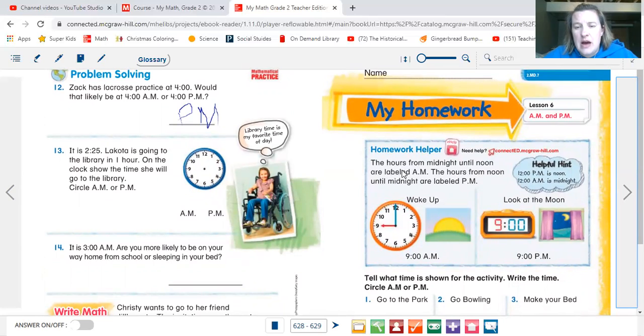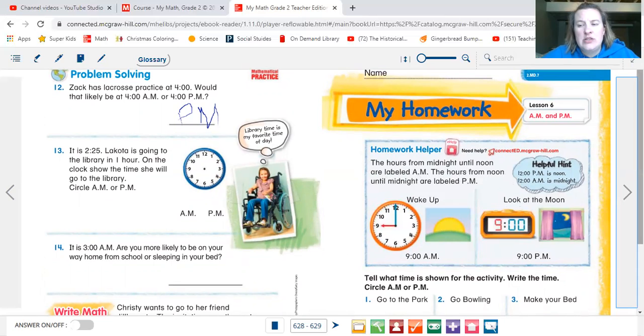Homework helper. The hours from midnight until noon are labeled AM. The hours from noon until midnight are labeled PM. So we wake up at 9 a.m. I bet some of you are doing that right now too. It's kind of nice. And we look at the moon and get ready for bed around 9 p.m.